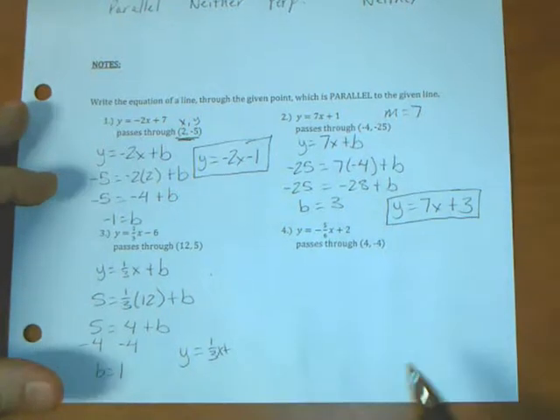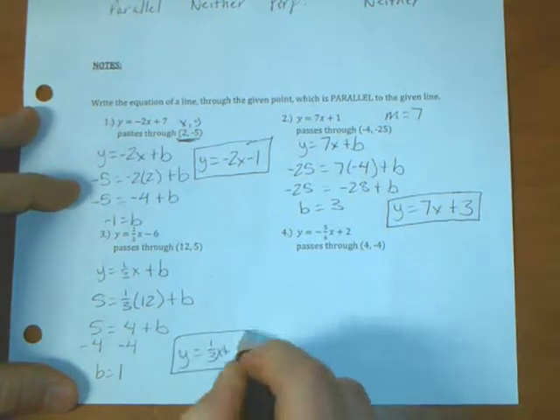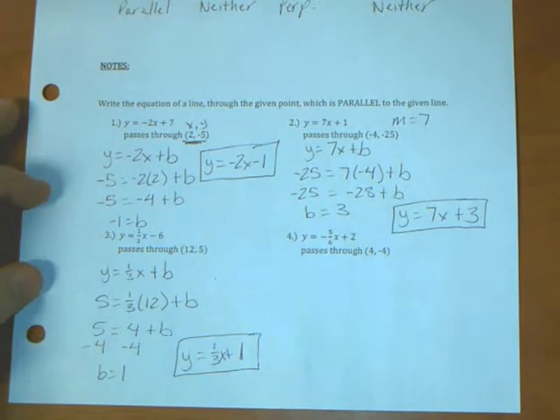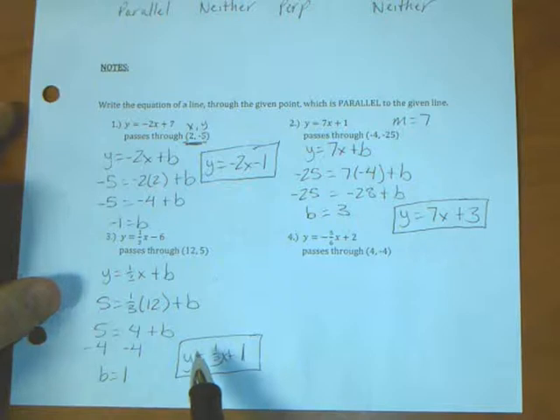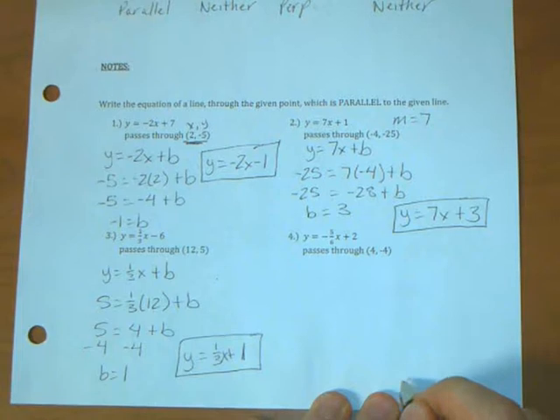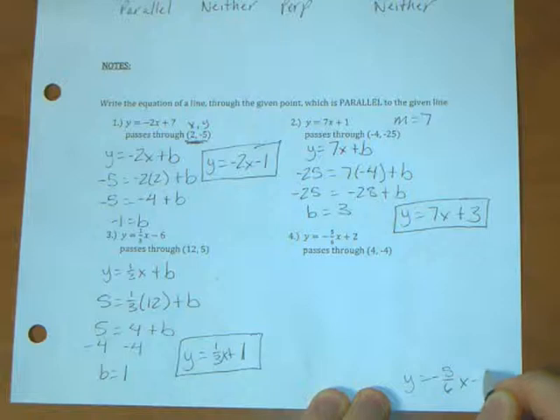He misspoke. He meant 1/3 x plus 1. Yeah, it's hard to see. Questions about number 3? So if you went ahead and did number 4, you should have gotten something along the lines of y equals negative 5 over 6x minus 2/3.